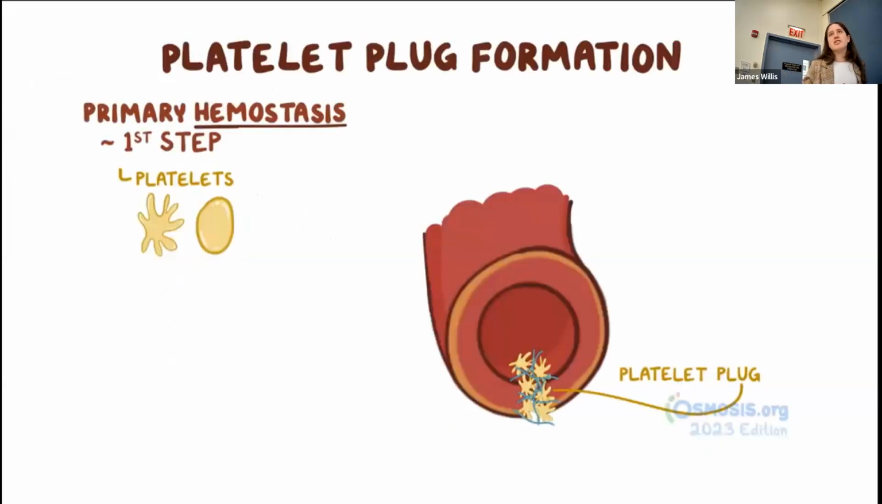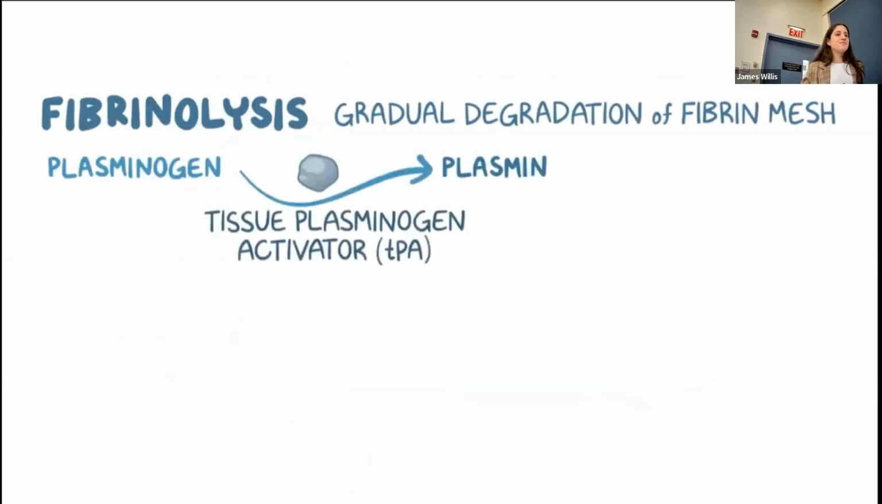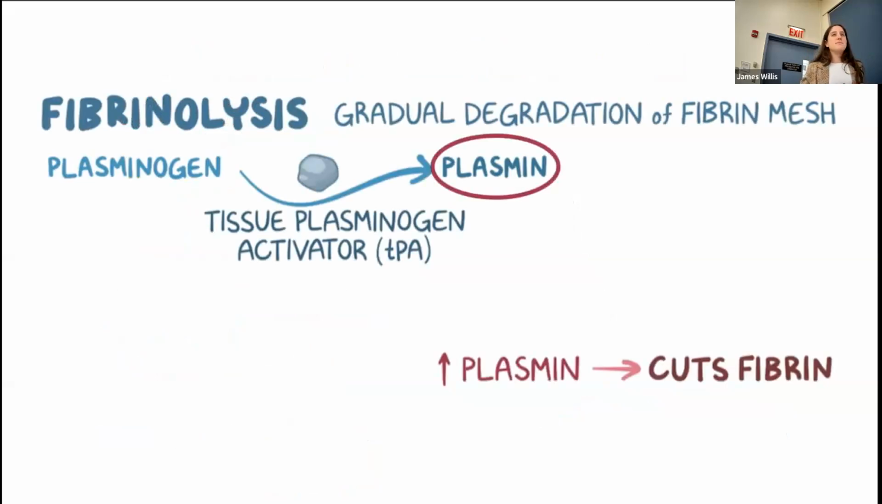Brief review of the coagulation cascade. As soon as you have vascular endothelial injury, primary hemostasis occurs. The first step is the formation of your platelet plug. Secondary hemostasis involves the creation of a fibrin mesh, which reinforces that platelet plug to stop bleeding. On the contrary, fibrinolysis is the breakdown of the fibrin mesh. Plasminogen is converted to plasmin with TPA, and plasmin will in turn cut the fibrin mesh, and that will disintegrate your clot.